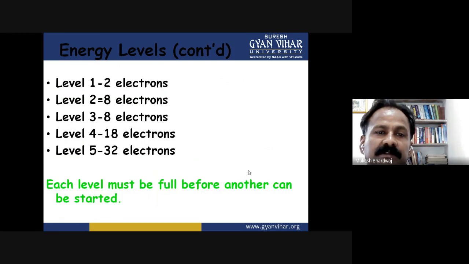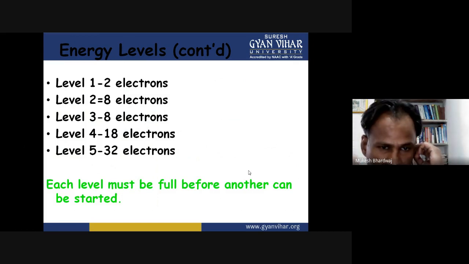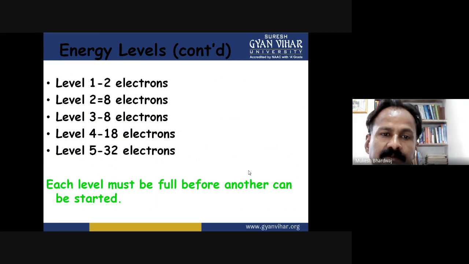Energy levels, first and second electrons. Level one has two electrons. This is the electronic configuration of energy levels. First, two electrons. Second, eight electrons. Third, eight electrons. The fourth level has 18 electrons. The fifth level has 32 electrons. Each level must be full before another can be started.